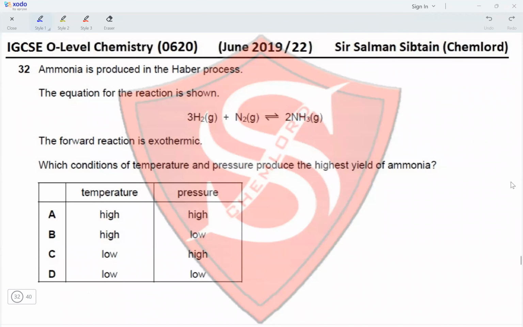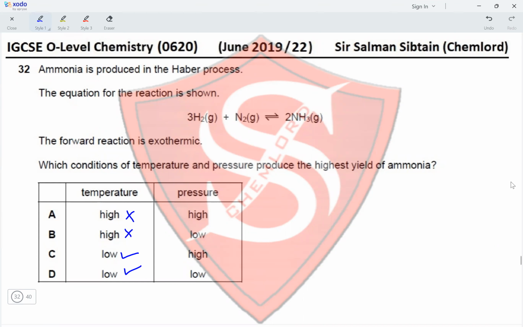Question 32. Ammonia is produced in the Haber's process. The equation for this reaction is shown. The forward reaction is exothermic. Which conditions of temperature and pressure produce the highest yield of ammonia? So if it is exothermic, then the temperature requirement would be low, not high, eliminating options A and B.